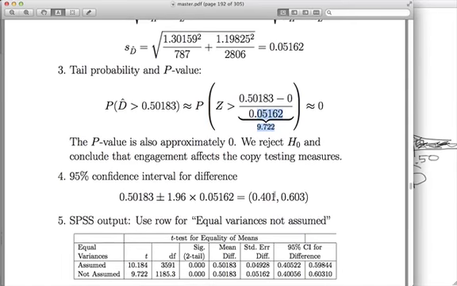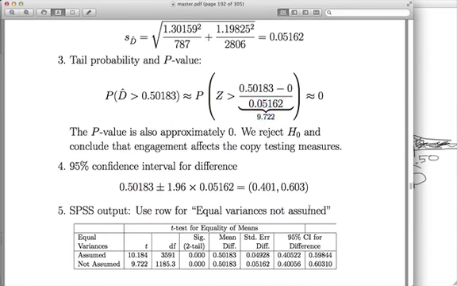Now, if you look in SPSS output, the SPSS output looks like this, and it looks kind of confusing because you have two rows. You'd think you'd only need one row, but it gives you two rows. For now, let's look in the equal variance not assumed row. Now if you look down here, you get a t-statistic reported at 9.72. That's exactly what we computed here. The mean difference was 0.50183, which is exactly what we found earlier.